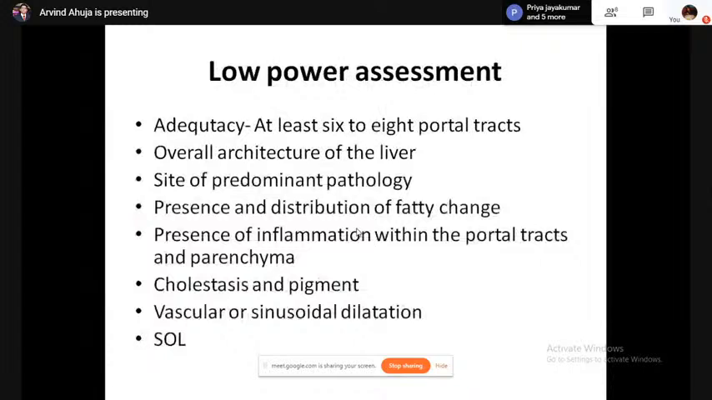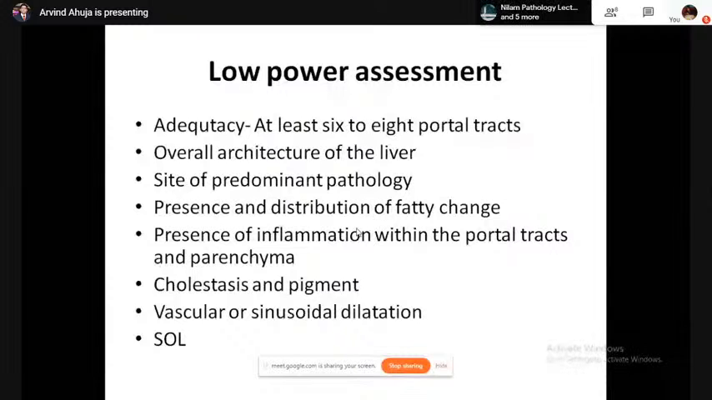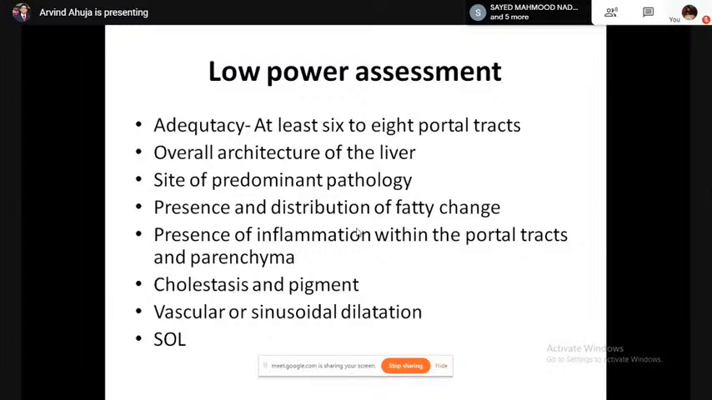So whenever we see a liver biopsy, we should first look at low power. At low power, we see the adequacy, whether the biopsy is adequate or not. For an adequate biopsy, you should see at least 6 to 8 portal tracts. Then we go for the overall architecture of the liver, whether the architecture is maintained or there is a distortion of the lobular architecture, there is bridging fibrosis or cirrhosis. You have to see at low power. Then we have to assess which part of the liver the pathology is involving, whether it is involving the portal tract or it is predominantly in the lobules, or it is basically a sinusoidal or vascular pathology.